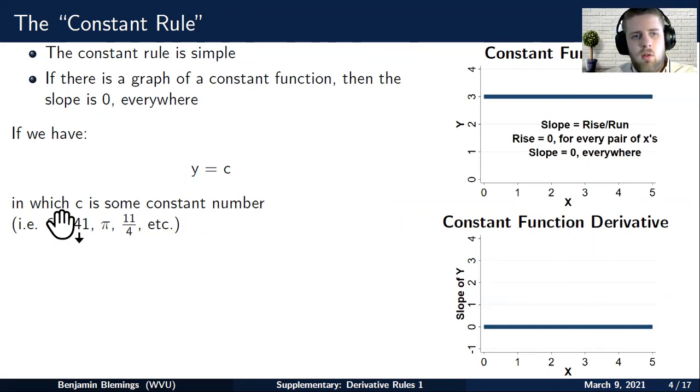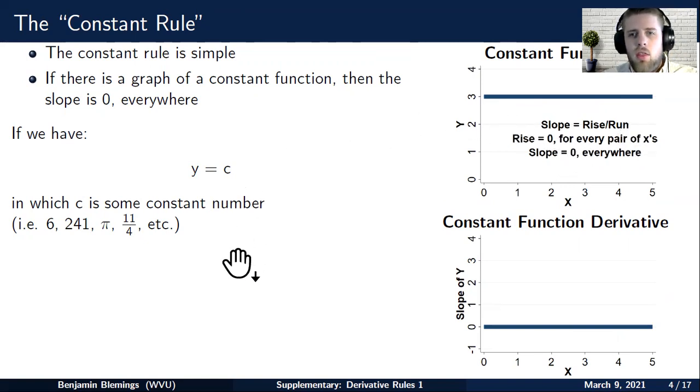So we know that the graph of it just looks like this. And so this is a constant function of y equals 3. And y doesn't depend at all on x. It's just 3 everywhere. And so you'll notice that our slope formula is rise over run. At every point on this function, rise is 0. So for every single pair of x's, slope is 0 everywhere.